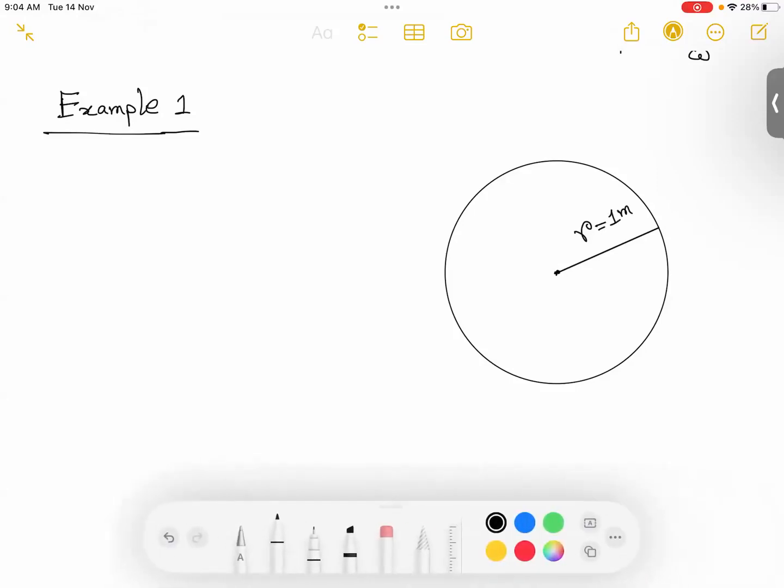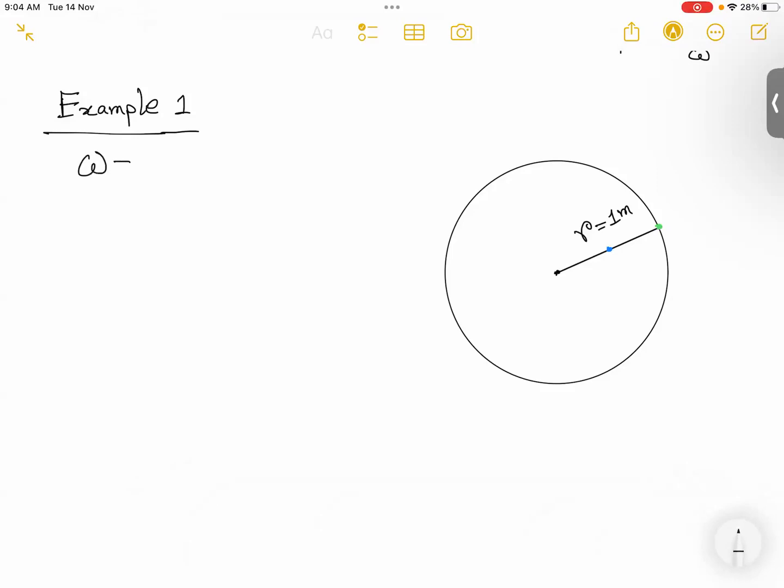And we define 2 points. One point or one particle is at the edge of the fan blade, and another particle is at the middle of the fan blade. Okay? The blue and the green ones. So let's say this fan is moving at a constant angular velocity of 2 radian per second.